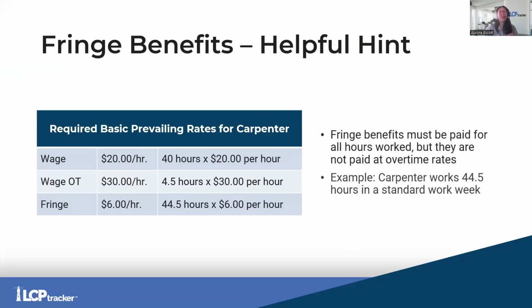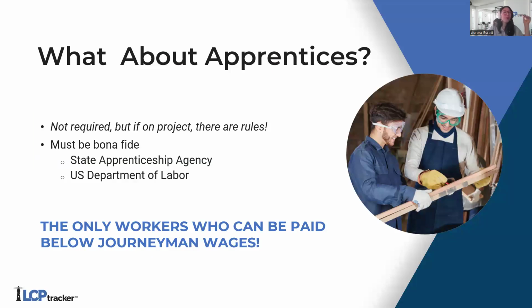Let's do an example. Let's say you've got a carpenter that works for 44.5 hours in a work week. You're going to pay straight time for the 40 hours. You're going to pay overtime for the 4.5 hours. Now, for fringes, let's say in this example, fringes are $6 an hour. No need to multiply that by time and a half. Whew, nice, right? All you'll need to do is take that $6 and multiply it for all 44.5 hours. Easy peasy lemon squeezy.